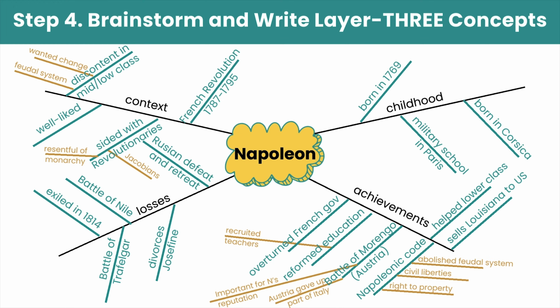All right, and then I'm going to quickly add some layer 3 concepts under the achievements. You notice I'm still using another color. And then the layer 3 concepts to the losses branch. Okay, now this next step, step 5, I'm going to go there in just a minute.